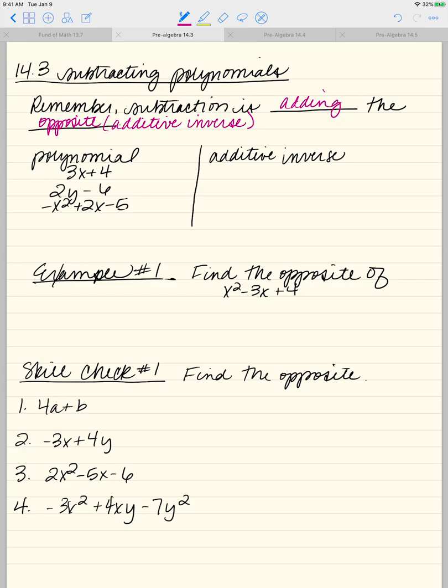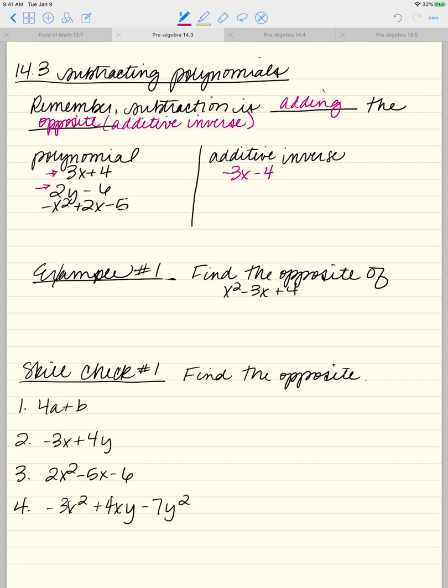If we have a polynomial of 3x plus 4, what is the additive inverse of 3x plus 4? That means what is the opposite of each one of those terms? So the opposite of 3x would be negative 3x. The opposite of adding 4 would be subtracting 4. So the additive inverse of the polynomial 3x plus 4 is negative 3x minus 4.